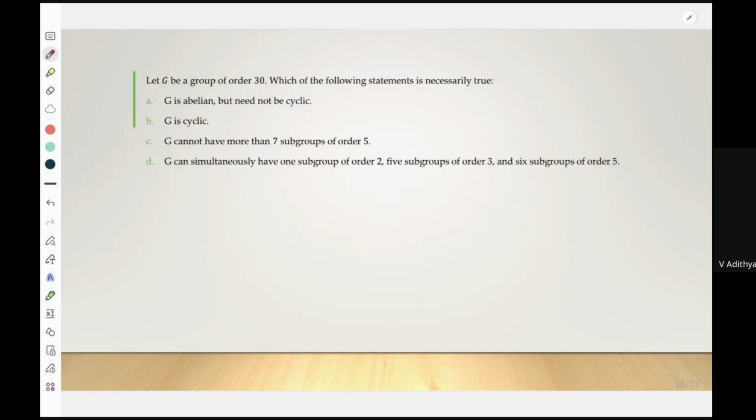Let G be a group of order 30. Which of the following statements is necessarily true? G is abelian but need not be cyclic. G is cyclic. G cannot have more than 7 subgroups of order 5. And G can simultaneously have 1 subgroup of order 2, 5 subgroups of order 3, and 6 subgroups of order 5.